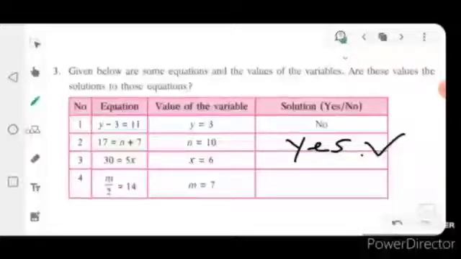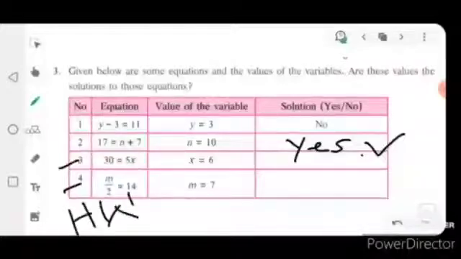Now these two, question number 3 and question number 4, are your homework. So note down your homework.